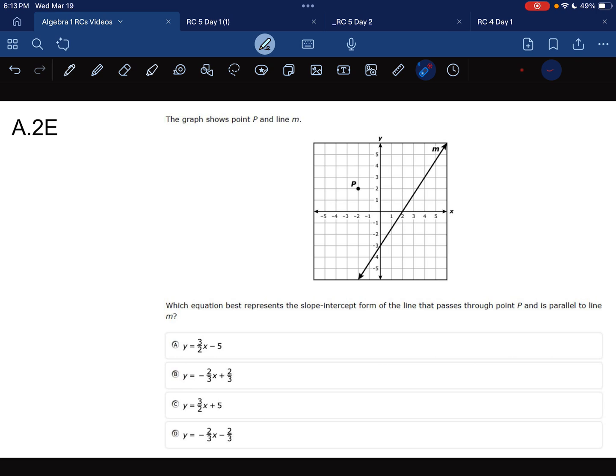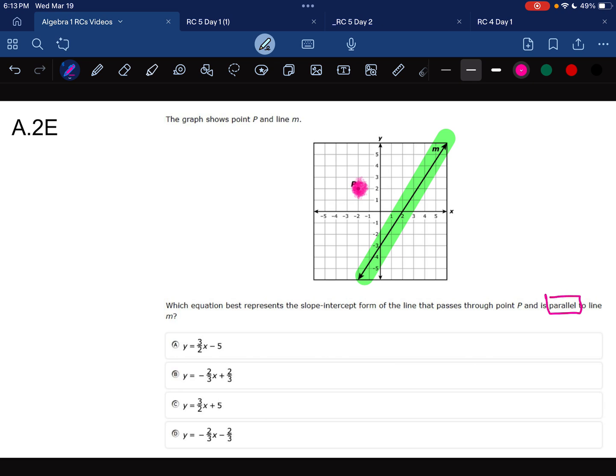All right, it says, which equation best represents the slope-intercept form of the line that passes through point P and is parallel to line M? So this is very, very similar to the question we saw a few minutes ago. Point P is over here, and line M is here. So the first thing I need to do is find the slope of line M.